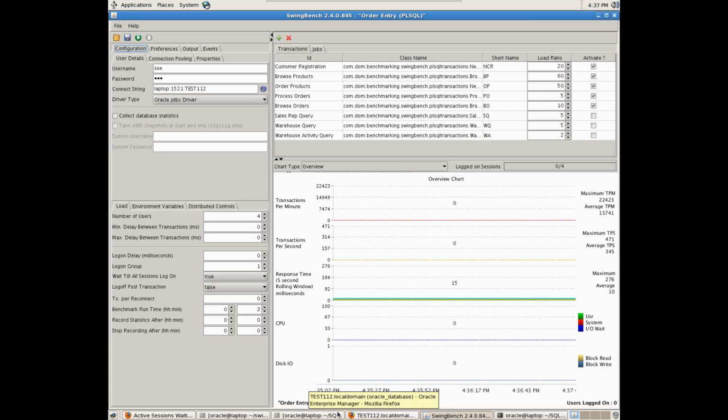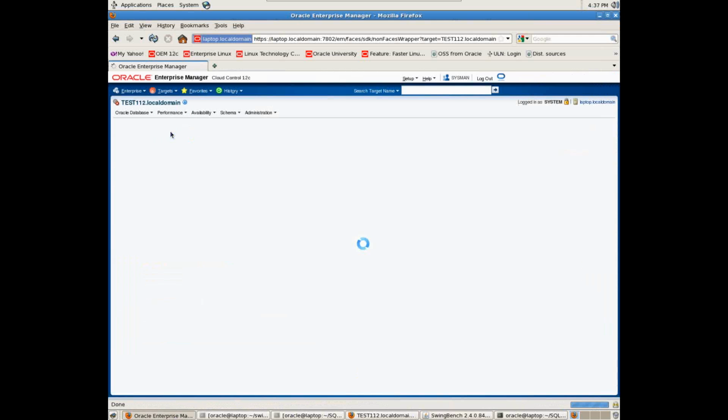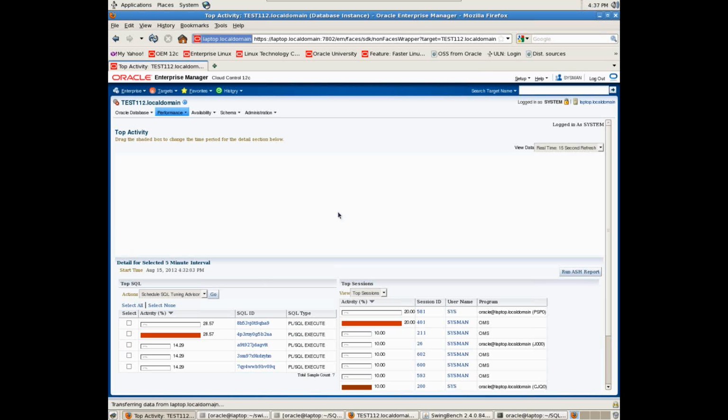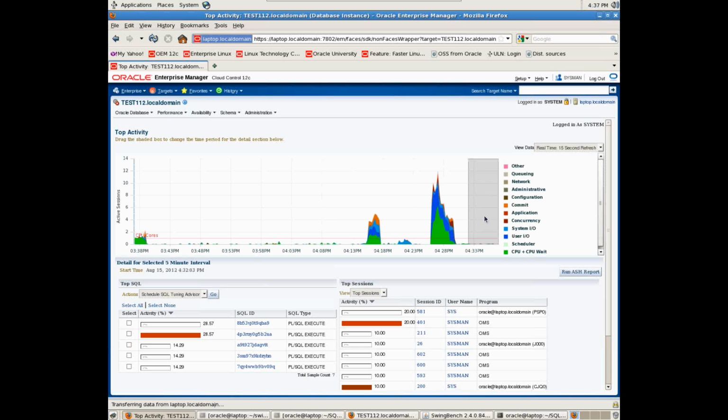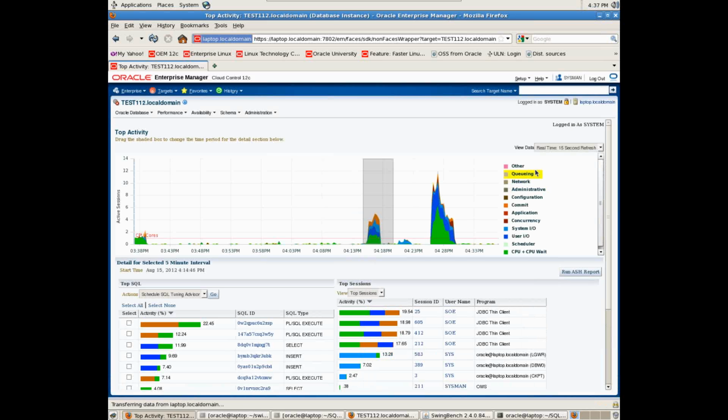I've already run it. Because I'm using OEM and it's based on ASH data, if I just go back to the top activity page, hopefully I should still have the run from earlier. I will, because it's within a reasonable time frame. So I've got this period over here, when I ran that benchmark for 2 minutes, 4 users, and no think time.